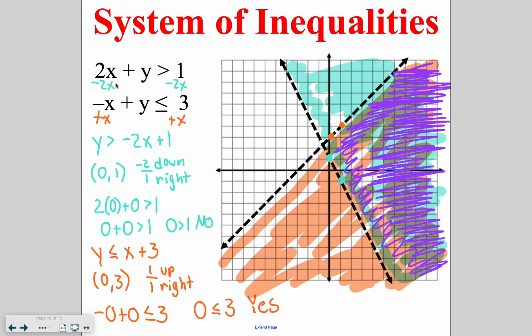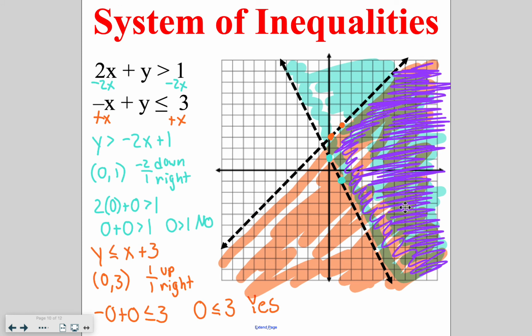First one, rearranging by subtracting 2x, picking out your y-intercept and your slope, and then when you plug in 0, 0, it's going to give you a false statement, so we are going to the right of that line since 0, 0 was on the left. The second one, we're going to add x to both sides, giving me y is less than or equal to x plus 3. Plugging in 0, 0, this time we end up with a true statement, so everything that was on the right side of that line is true.